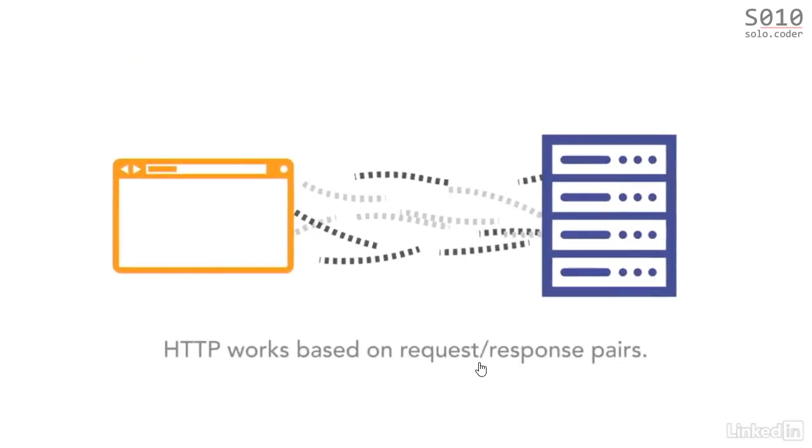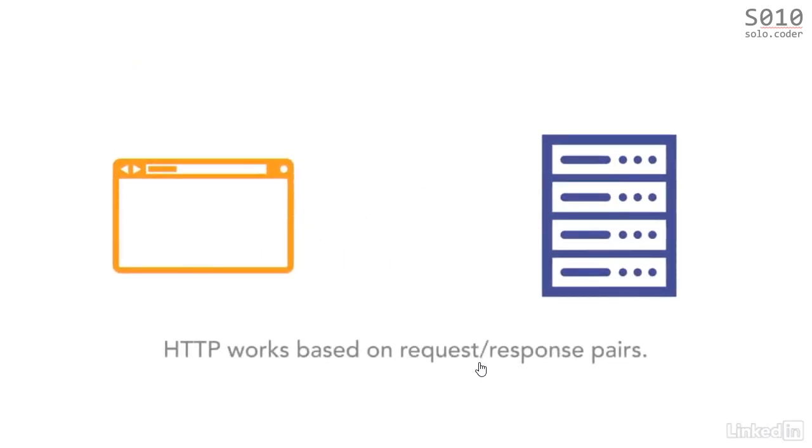Which brings us to the last basic principle. HTTP works based on request-response pairs. Every action performed over HTTP starts with a request using one of the HTTP methods and ends with a response containing an HTTP status code saying what happened to the request, along with the data like headers and content.